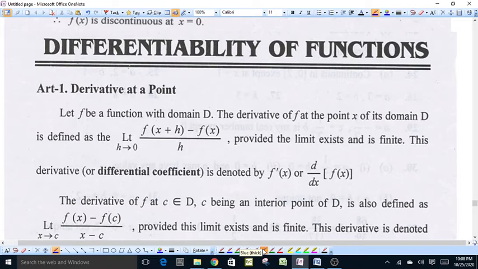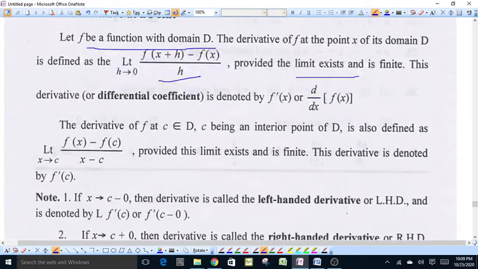First of all, derivative at a point. Suppose f is a function with domain D. The derivative of f at a point x of its domain D is defined as the limit as h approaches 0 of (f(x + h) - f(x))/h, provided the limit exists and is finite. This derivative is denoted by f'(x) or d/dx of f(x).